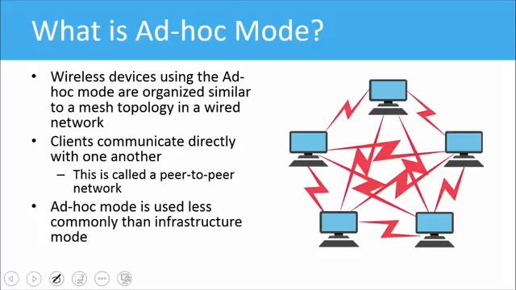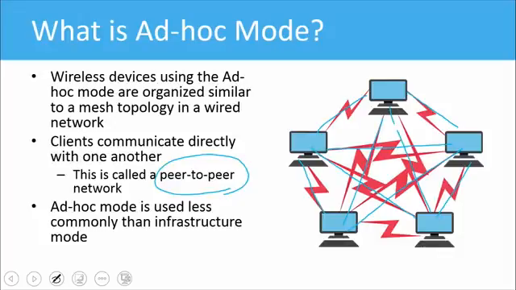In ad hoc mode, devices are organized in something similar to a mesh topology. If you recall from when we talked about the mesh topology, notice that every single device is connected to every other device in the topology, right? And of course, those red lightning bolts resemble wireless communication. Clients communicate directly with each other, so this is an example of a peer-to-peer network like we had talked about previously. Ad hoc mode is used less commonly than our next mode, which is infrastructure mode.